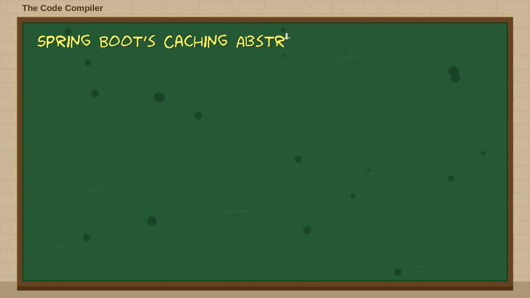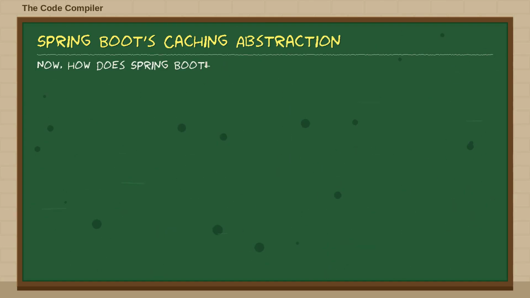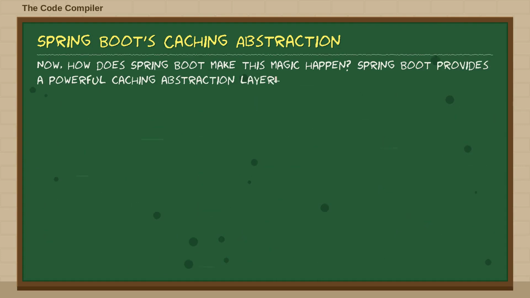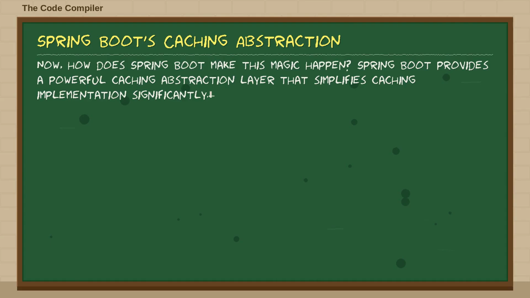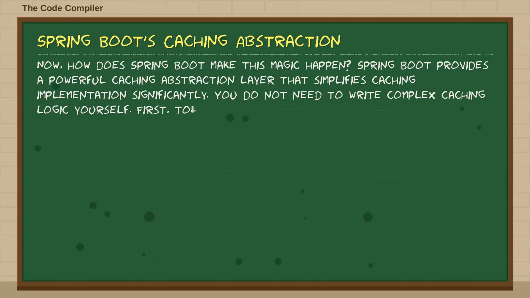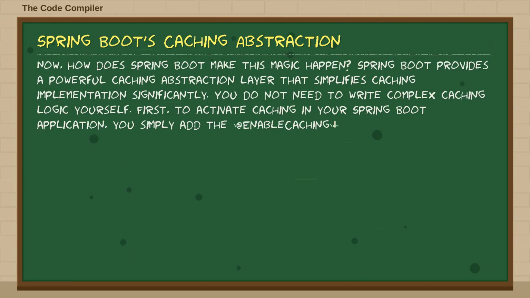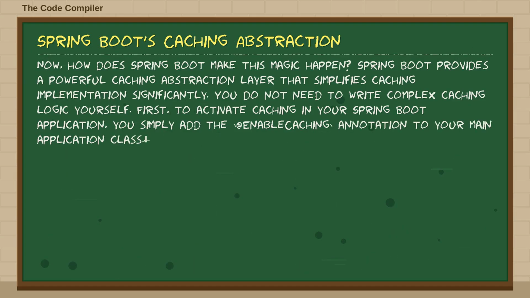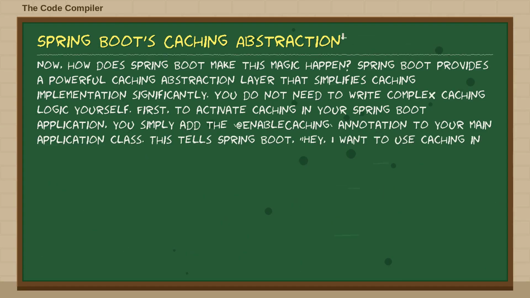Now, how does Spring Boot make this magic happen? Spring Boot provides a powerful caching abstraction layer that simplifies caching implementation significantly. You do not need to write complex caching logic yourself. First, to activate caching in your Spring Boot application, you simply add the @EnableCaching annotation to your main application class. This tells Spring Boot, hey, I want to use caching in this application.